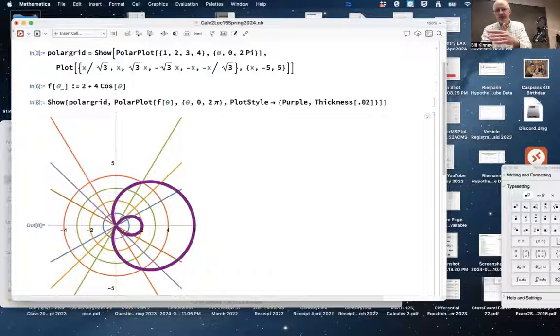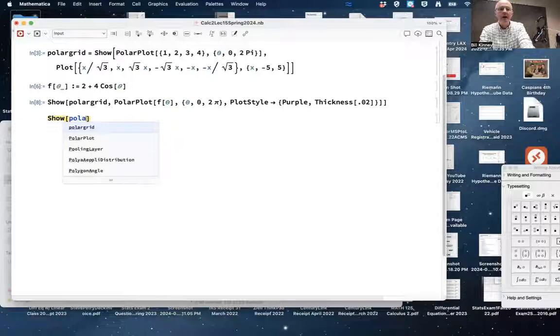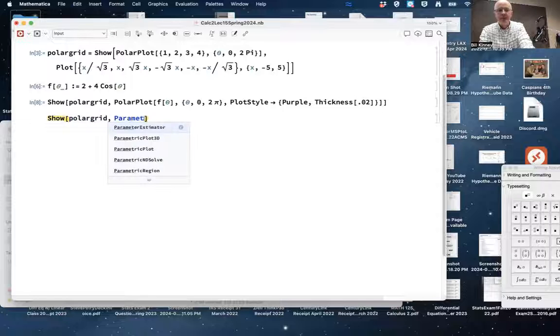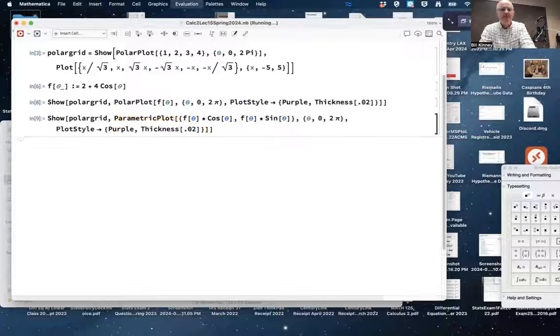I did make the special angles here, by the way, for these lines be like 30, 45, 60, etc. There's our limaçon. If I try to make the exact same thing with parametric plot, that could be done with, yeah, parametric plot. But be careful, you'd be plotting f of theta times cos theta, comma, f of theta times sine theta. Theta goes from 0 to 2 pi. I can do the plot thickness thing here as well, I believe. Exact same graph.